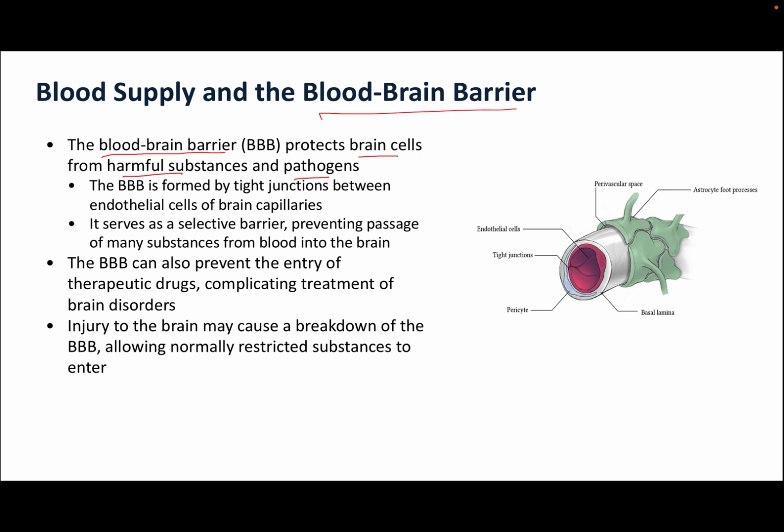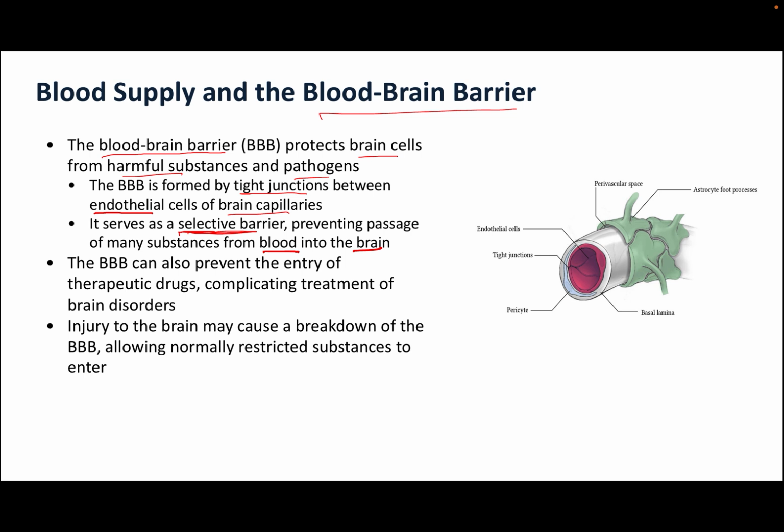So our blood-brain barrier is going to be formed by these tight junctions that we see between these endothelial cells that are going to be surrounding the capillaries of the brain. Right? And this is really important because this is going to provide us a selective barrier, right? Where this is going to prevent the passage of a lot of substances from being able to go from the blood to the brain. But because it is selective, it is going to allow things like glucose and other important molecules that the brain actually needs to be able to enter into the brain, into those cells.